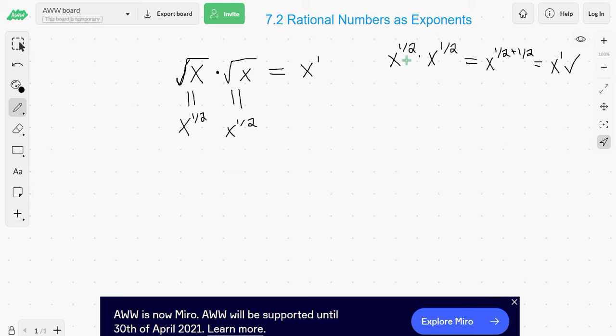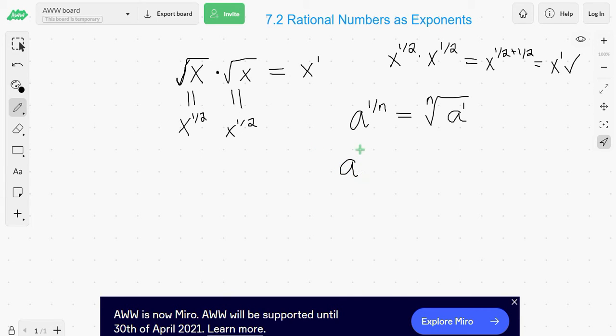So since this is consistent, we can just say that any time we have something of the form a to the 1 over n, it's the same thing as the nth root of a to the first, for emphasis. But it turns out we can actually generalize this a little bit further.